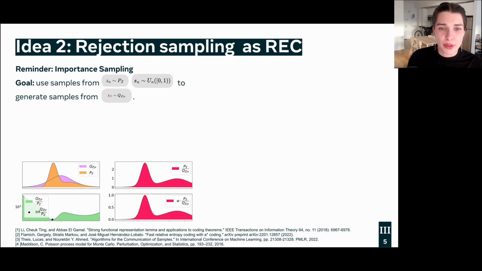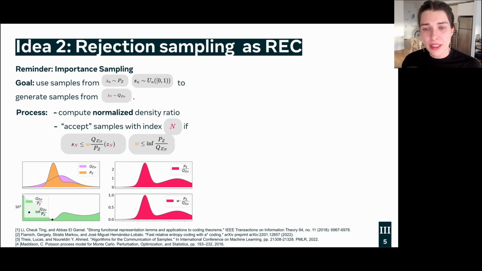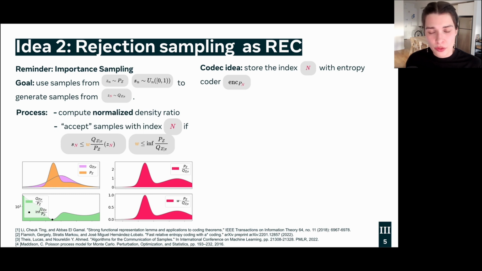We will accept a sample from the proposal distribution P with index n to be a sample from the target distribution Q when our uniform sample is smaller than the normalized density ratio of the proposal sample. So back to the codec. How can we turn this rejection sampling process into a codec? The idea is to store not the sample, but the index n of an accepted sample with an entropy coder. If we want to use an entropy coder, we need to know the marginal p of n.